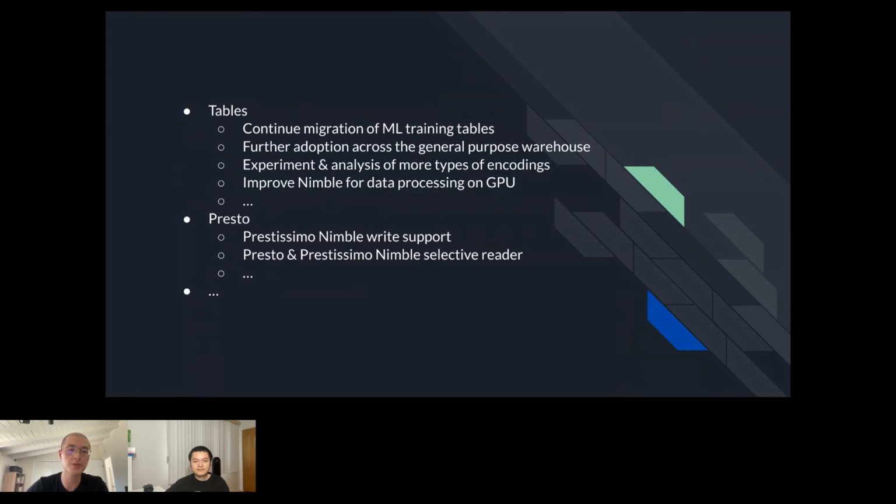And of course, we're going to continue experimenting with and analyzing more types of encodings, thanks to its super flexible, pluggable encoding framework. And further down the road, we're going to improve Nimble for data processing on GPU. On the Presto side, we're going to be completing the writing support on Prestissimo, which is Presto C++, sometime in the future. We currently also have the Nimble selective reader under construction for both Presto and Prestissimo. Hopefully it will be in production and serve better performance for our analytical workloads, or for workloads that have a higher selective rate.